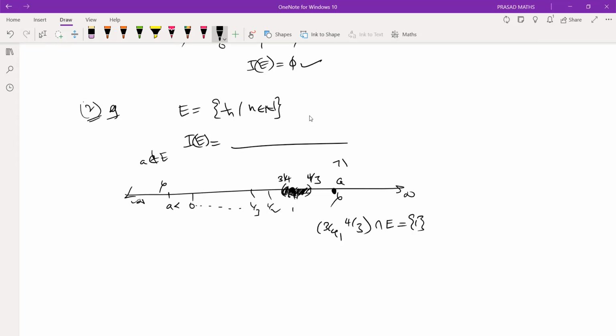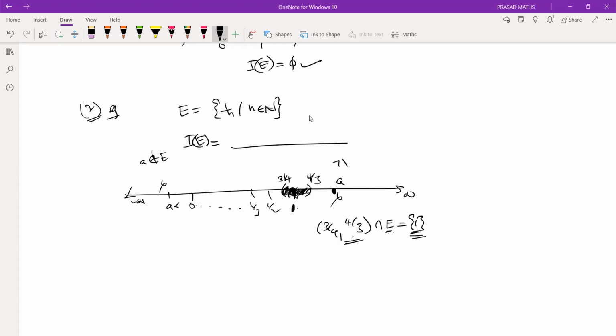No, it contains only the singleton 1. Understand? In this neighborhood, only 1 is there. What is the intersection of this neighborhood with A? Only 1. Therefore, there is at least one neighborhood which intersects the set E at most at the point itself. Therefore, 1 is a point of E, and there is a neighborhood which intersects the set only at the point itself. Therefore, 1 cannot be a limit point.